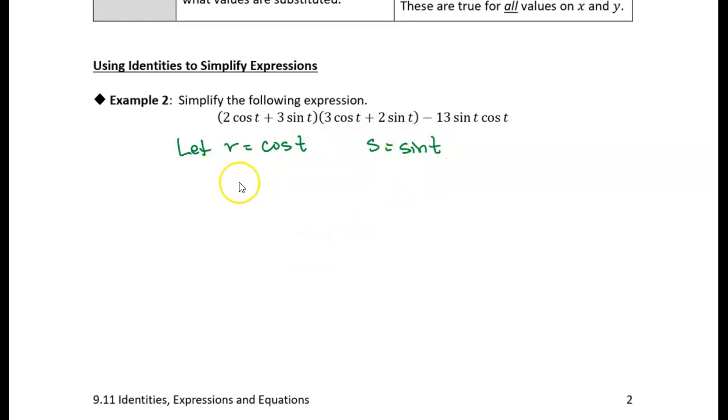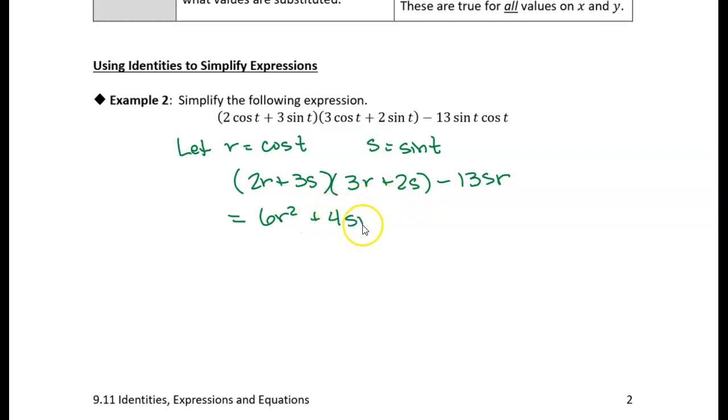So now if I rewrite that, what I have is 2r plus 3s times the quantity 3r plus 2s, minus 13sr. It's a little bit simpler. Now I want to simplify it, so I'm going to FOIL this out. I'm going to multiply these two binomials. I multiply the first times the first, which gives me 6r squared. Outer would be 2r times 2s, which gives me 4sr.